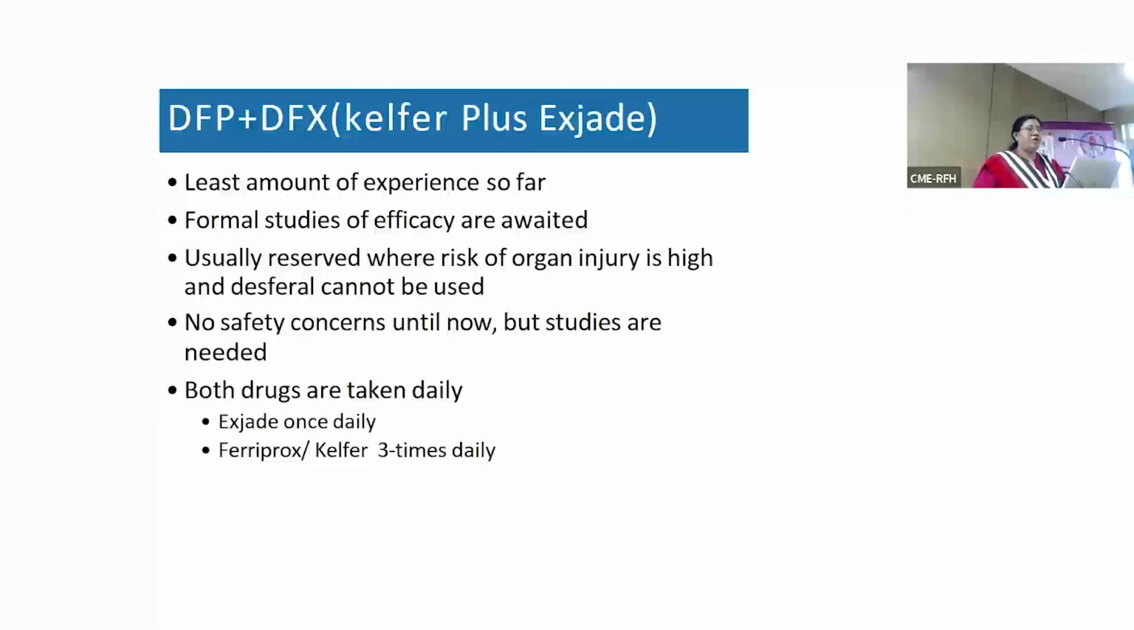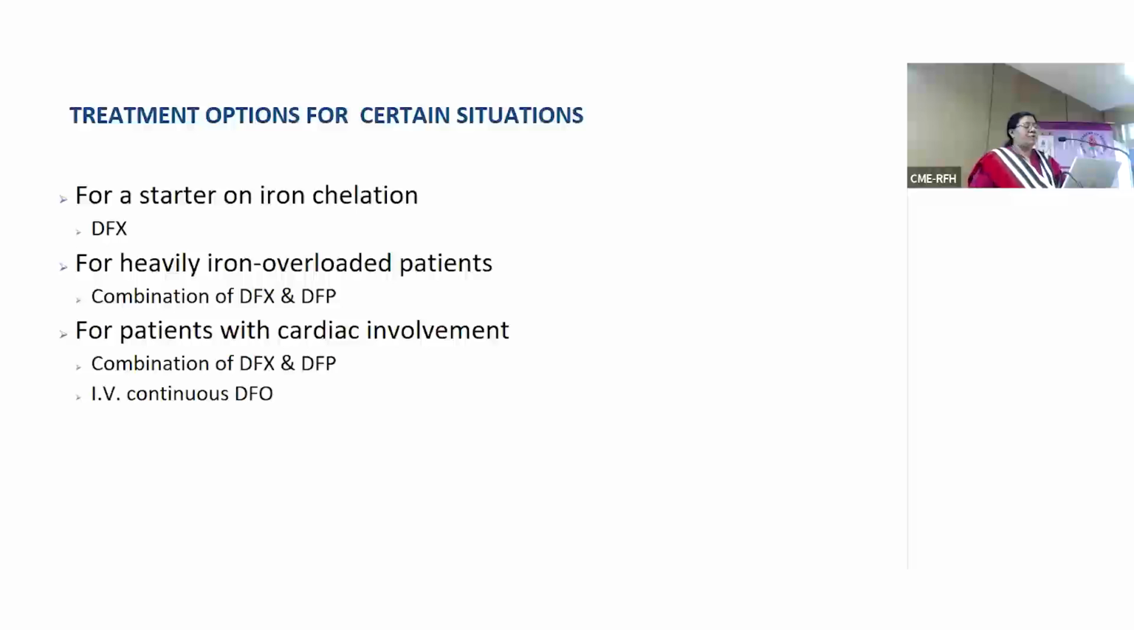We can have more publications if we are using these two chelators. I usually resort to it where the organ risk is very high, and there are no safety concerns till now, but studies are still needed. Now, what should be the options? As I said, especially in the Indian scenario, you can start with deferasirox, that is Desirox. Go to the maximum dose of 20 to 40 milligram per kg, preferably early morning on an empty stomach. If he's not tolerating, you can give it half an hour after meals.